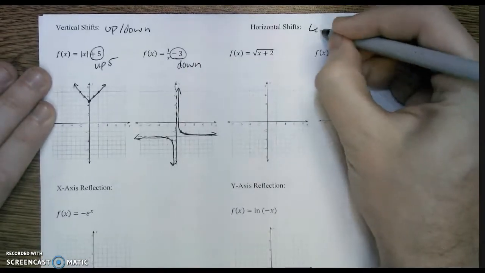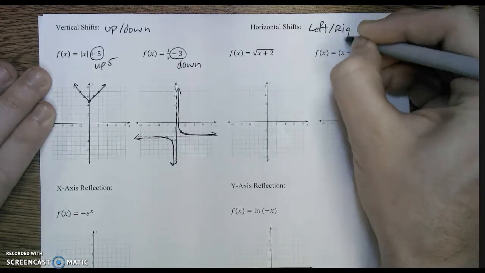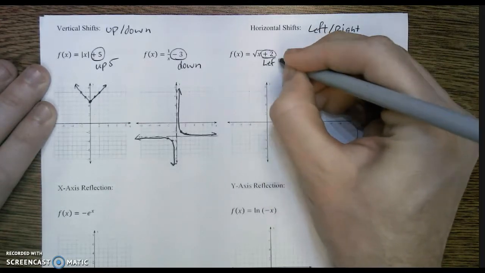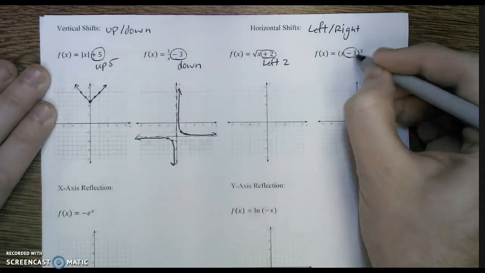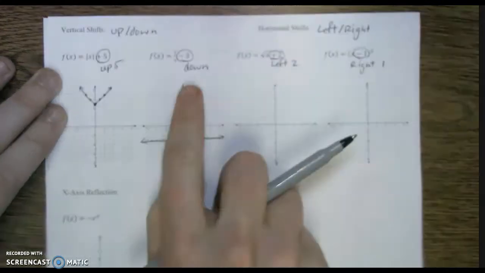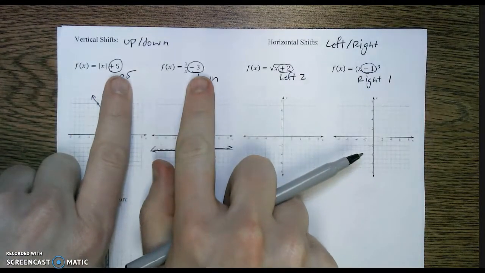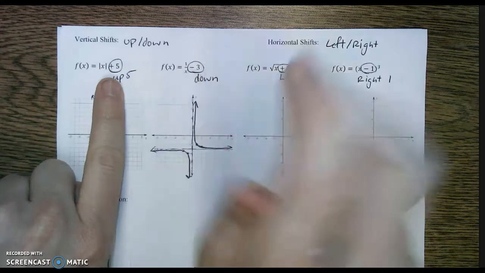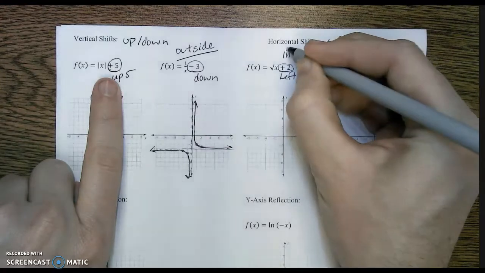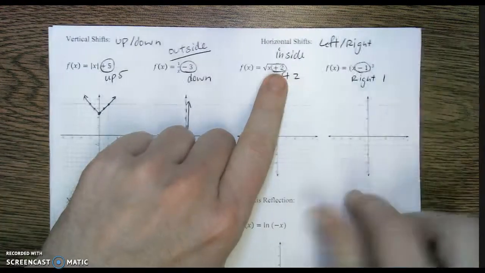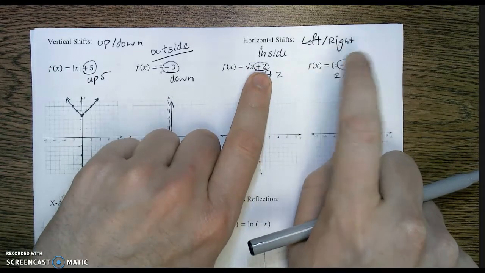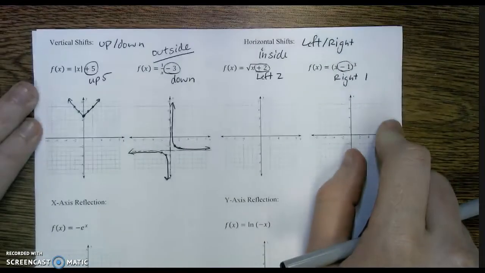Horizontal shifts, that's left and right, and it's always the opposite of what you think. So when you see +2 inside, that's going to tell you to go left 2. And here we've got -1 inside the parentheses. We're going to go right 1. So we see over here that you're adding and subtracting outside of the absolute value and outside of the fraction. If it's outside, then we're going up and down. If it's inside the function, inside the square root, inside the absolute values, or inside the parentheses, or inside the fraction, then we're going left and right, and it's always opposite of what you think.